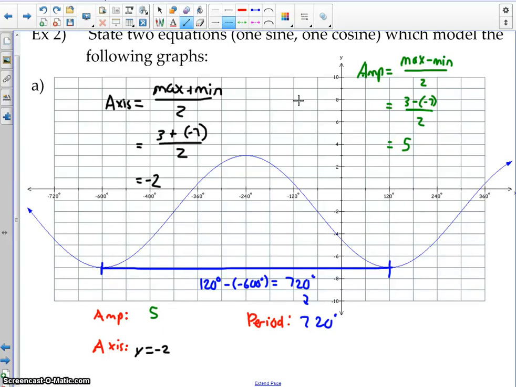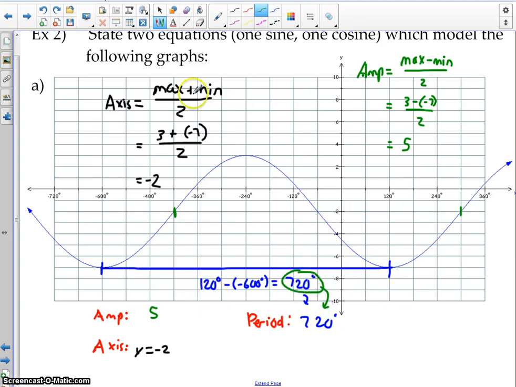For my period, I just decided to isolate one cycle, and I chose to go from the minimum to minimum here. That's a good way to get a cycle. I could have gone maximum to maximum, but you can't really see another maximum on this particular graph, so that wouldn't work. I could have also gone from, let's say, here on the axis over to here and gotten a cycle that way. Either one will work. You'll get the same answer regardless. But the cycle I isolated down here starts at negative 600, ends at 120. That's a distance of 720 degrees, so that's my period.